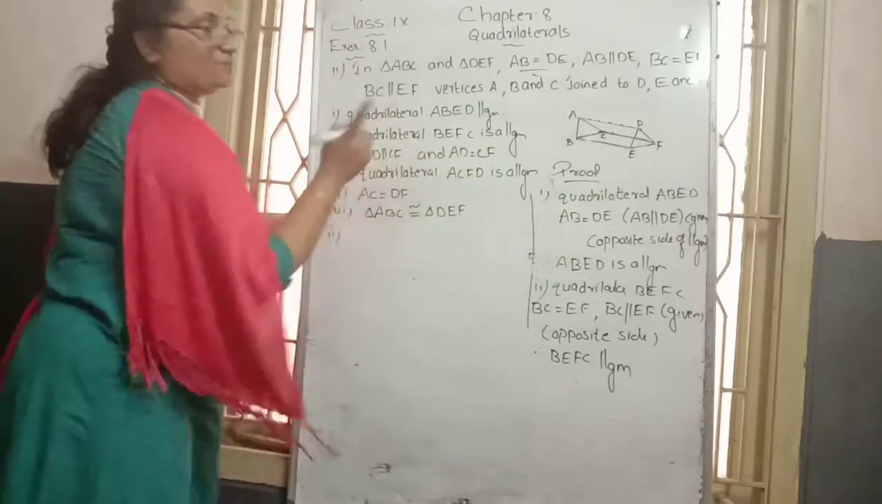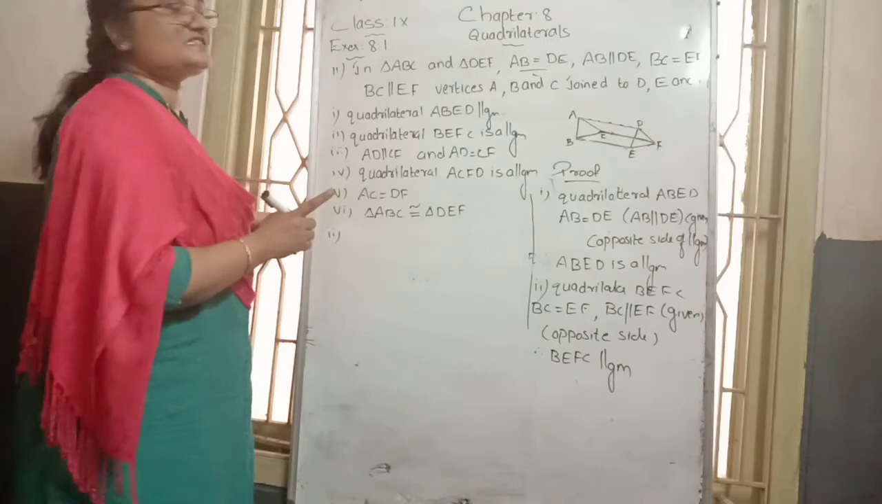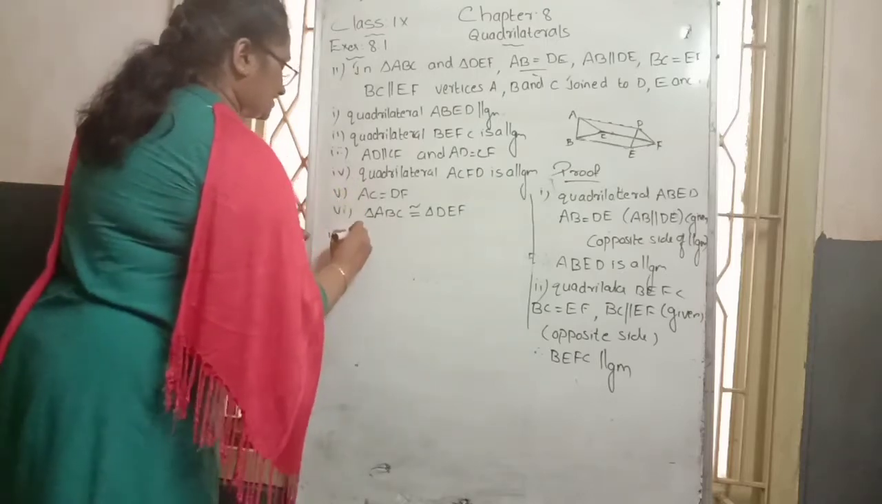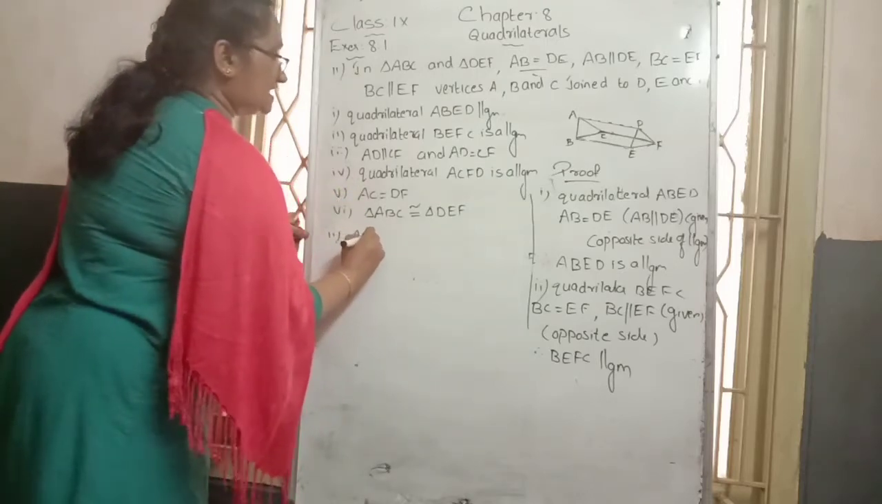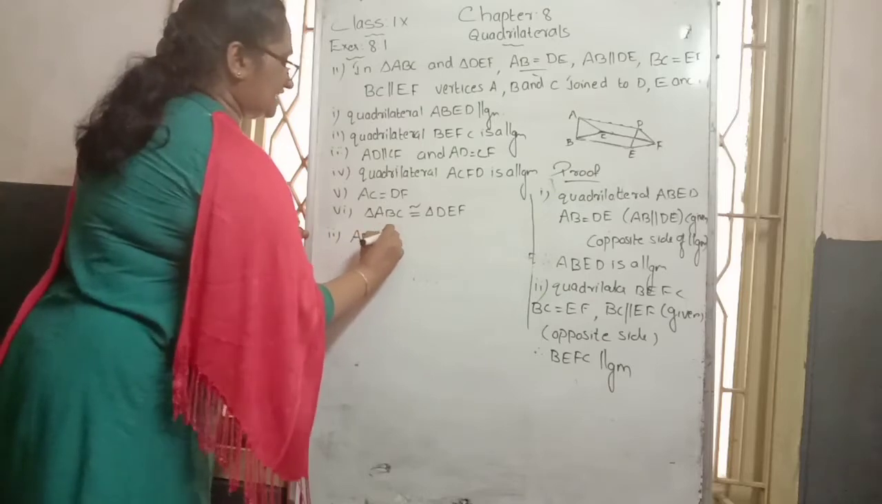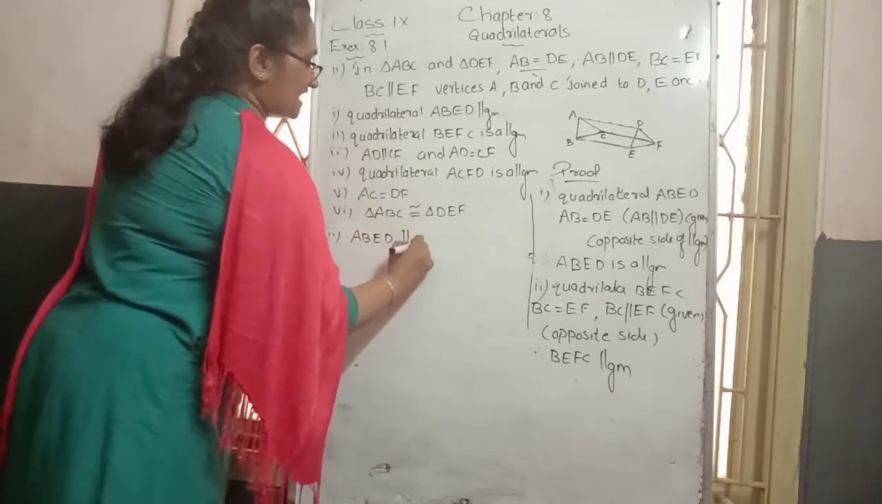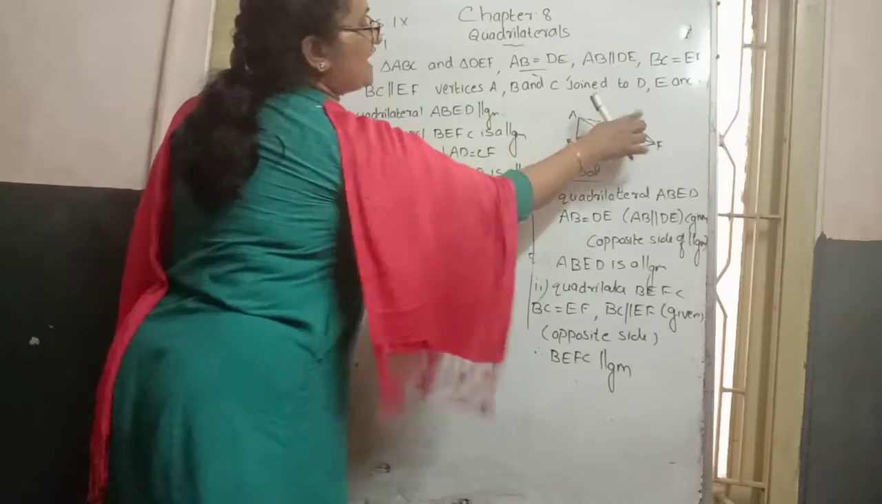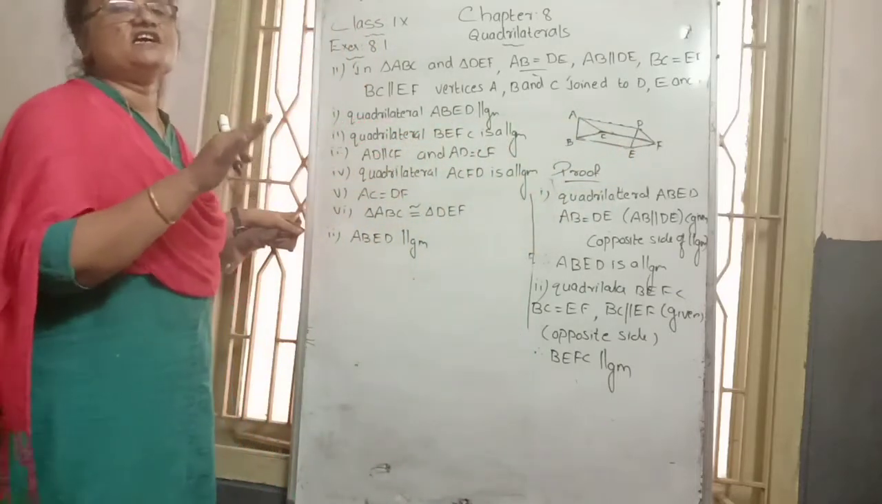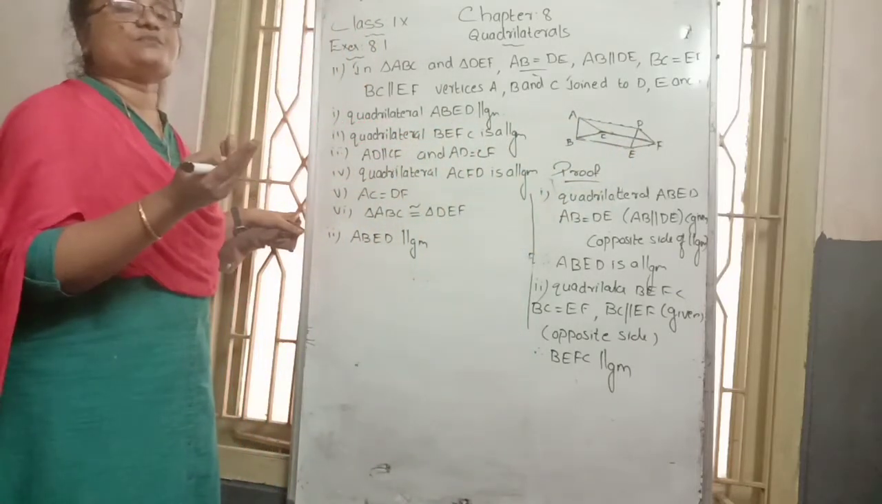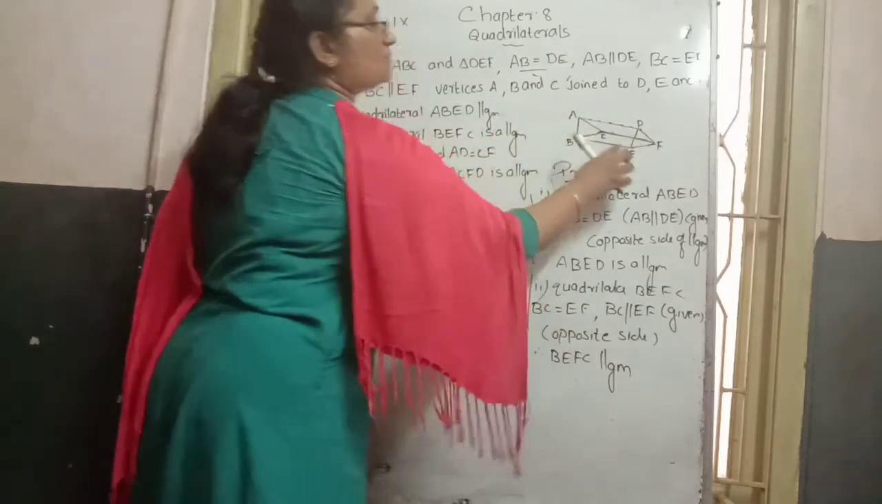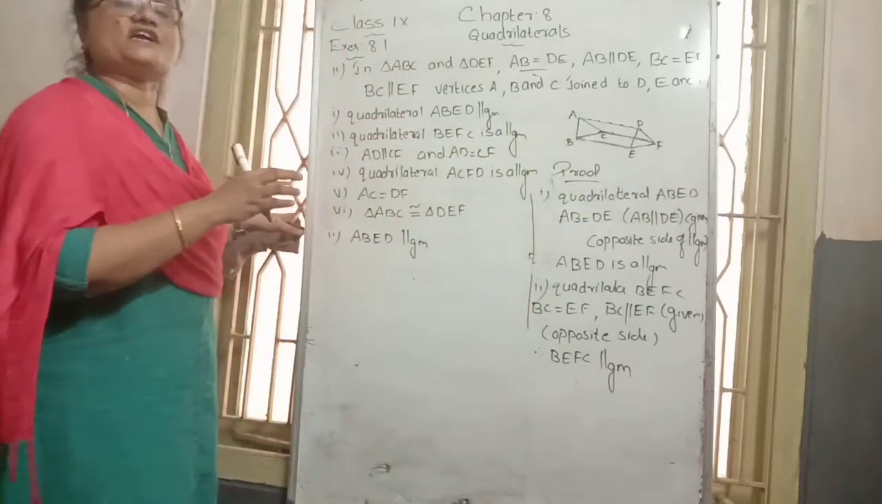So we already proved that that quadrilateral is a parallelogram. So here, first we consider ABED, a parallelogram. In that parallelogram, AB and DE are already the opposite sides. Second opposite pair, which one? AD and BE are the second pair of opposite sides.